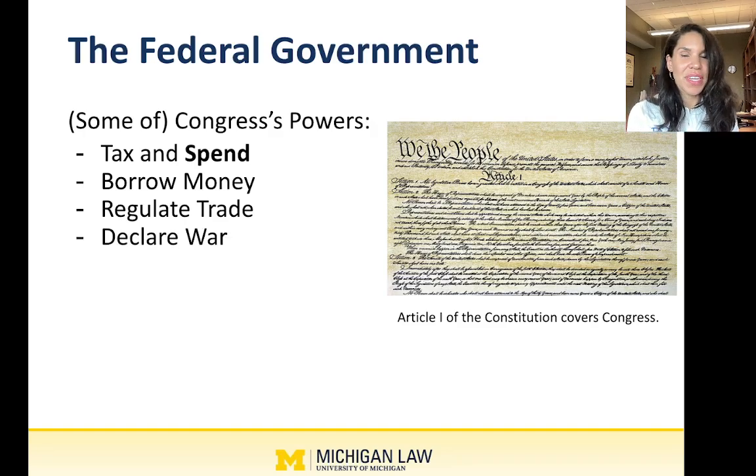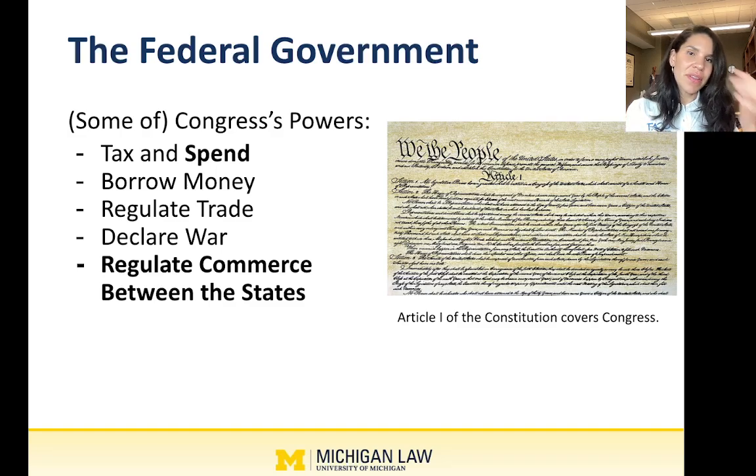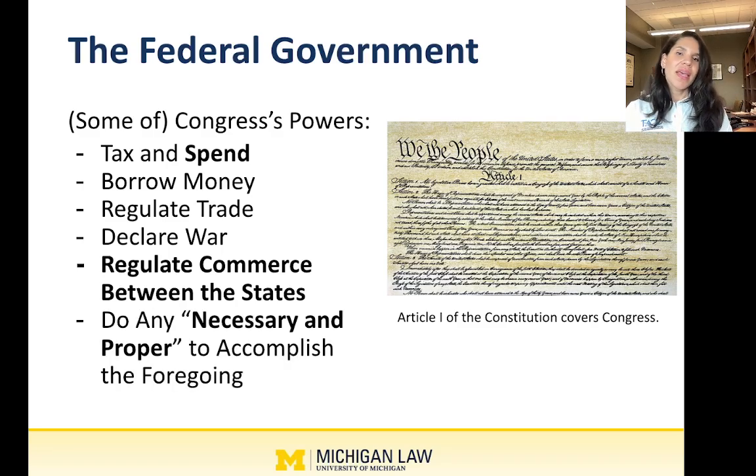They have the power to declare war. And again, they specifically have the power to regulate commerce in between the states. So movement, but only in between the states. Now you can imagine how this plays out. If the movement is just inside the state, Congress does not have the authority to act there. But when it's between the states, that's where Congress can step in. And then there's this sort of catch-all, what we call the necessary and proper clause. Article 1 of the Constitution states that Congress can pass any laws necessary and proper to accomplish their foregoing powers. So that gives them a little more leeway.